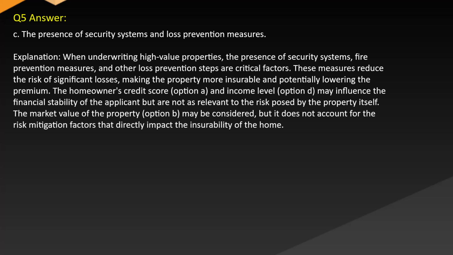The homeowner's credit score, option A, and income level, option D, may influence the financial stability of the applicant but are not as relevant to the risk posed by the property itself. The market value of the property, option B, may be considered, but it does not account for the risk mitigation factors that directly impact the insurability of the home.